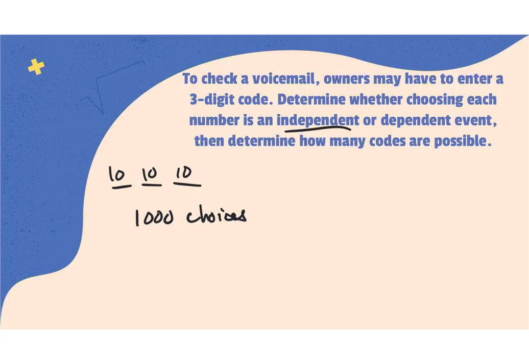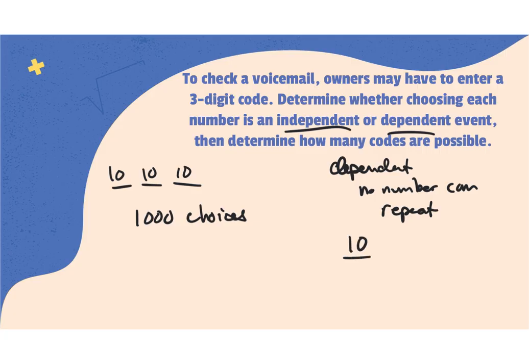All right, if I said nothing could repeat, so if I said dependent, I would say no number can repeat. That would be 10 options for the first one. Then once I pick that one, I can't repeat it, so it's going to be 9 options for the second number, and my last number is going to be 8. So that would only give me 720 choices. So if numbers couldn't repeat, that would make it dependent.